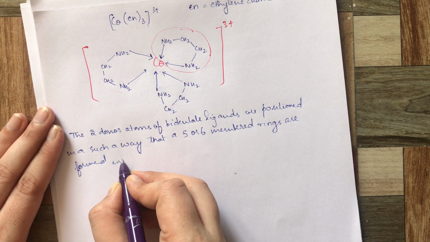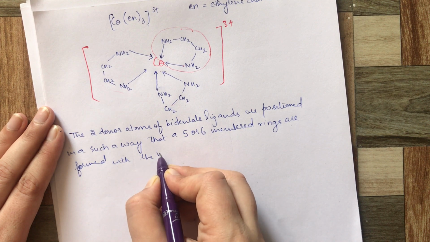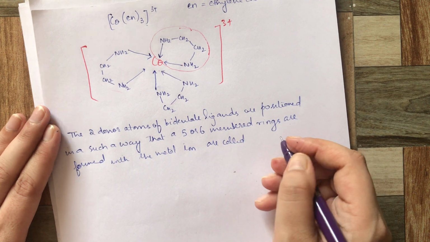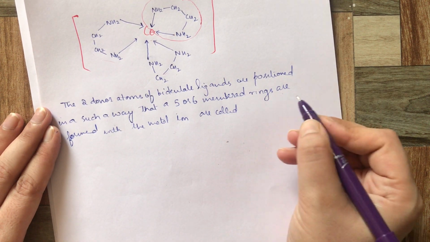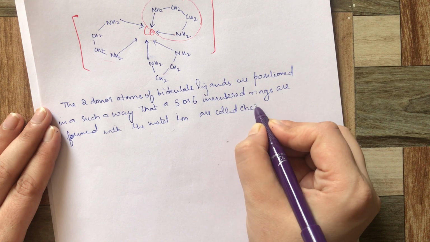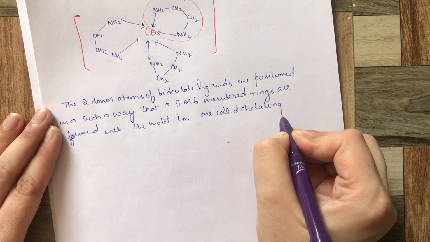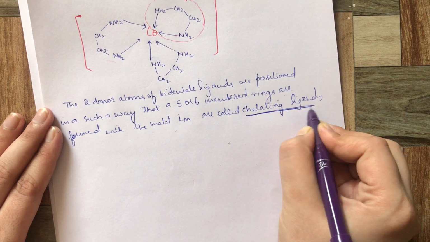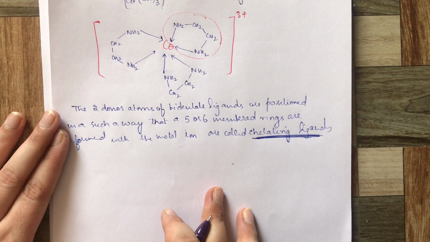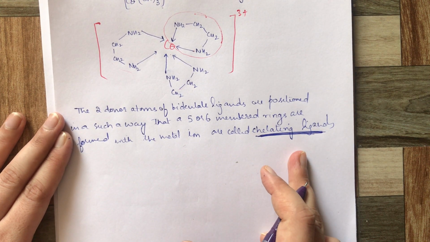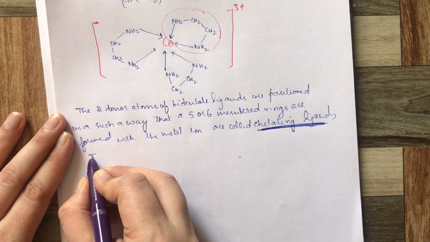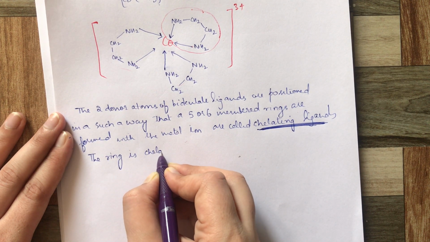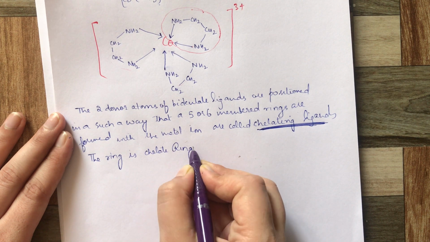Okay, with the metal ion... the ring is called the chelating ring and the ligands are called the chelating ligands. The bidentate ligands which form rings around the metal ion are called the chelating ligands. New term to you. The ring formed is the chelate ring.